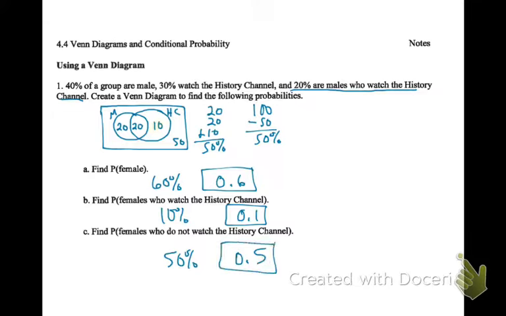So let's just recap this problem to clarify what all those numbers represent. This 20 represents all the males who don't watch the History Channel. This 20% represents the males who do watch the History Channel. This 10% represents the females who watch the History Channel. And this 50% out here is all the females who do not watch the History Channel. So each of those numbers represents a specific thing. Copy down anything you need to before moving on.